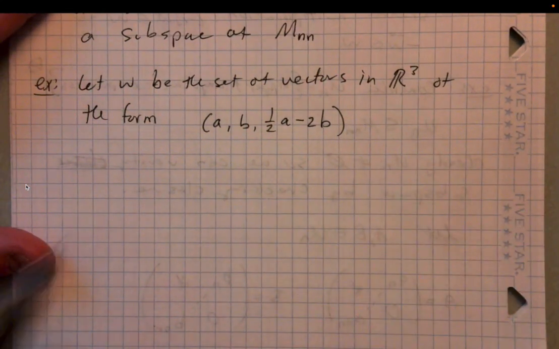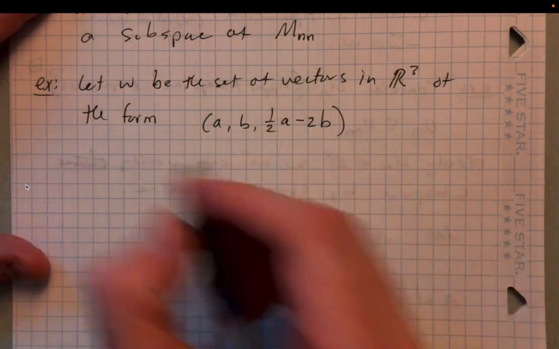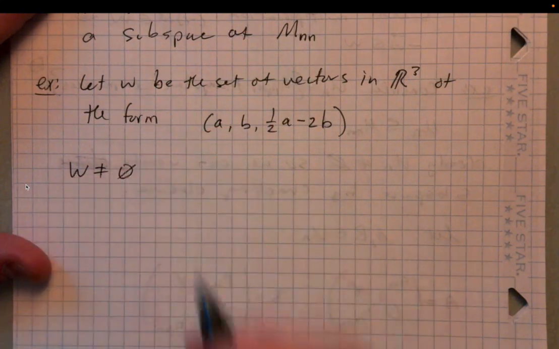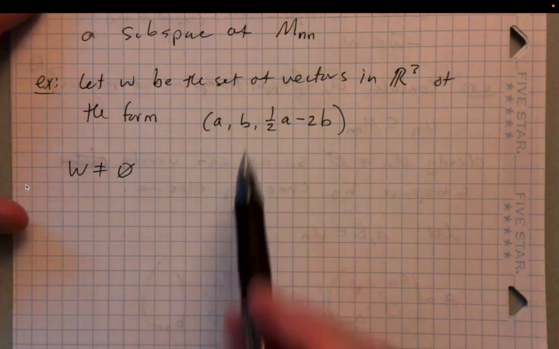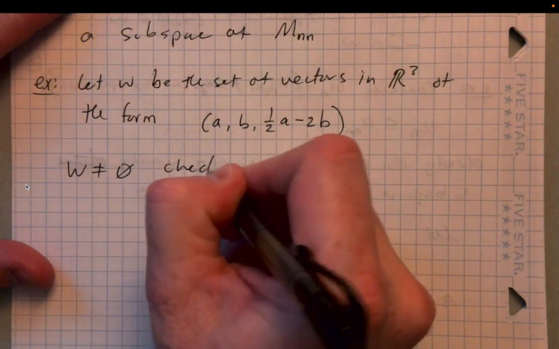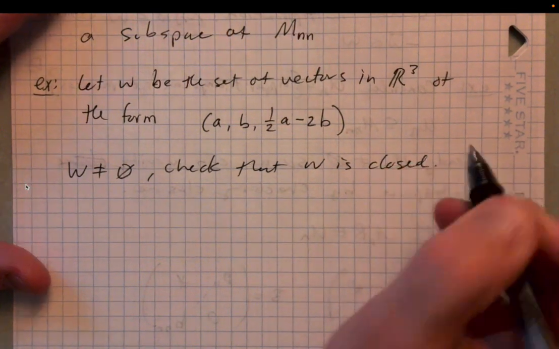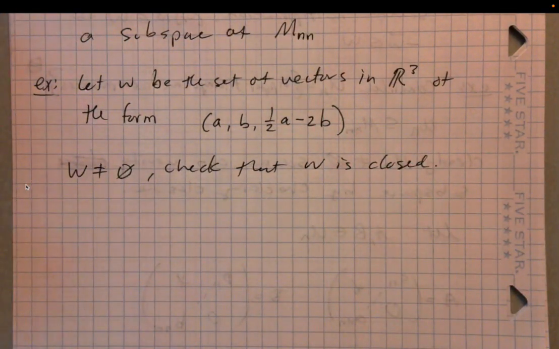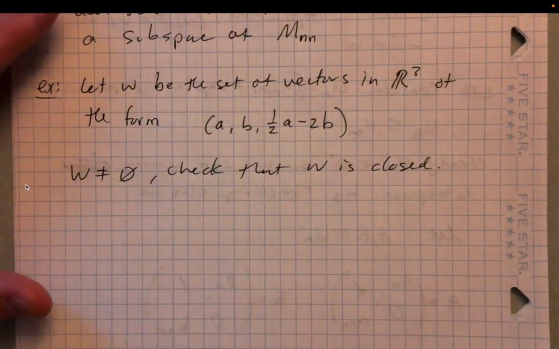Okay, let's see if this is a subspace of R3. So clearly this is a subset of R3, all right, and it's non-empty. I mean, I could easily think of any vector. I could just plug in a 1 for A and a 2 for B, and I've got a vector. So it's non-empty. So we need to check that it's closed. Okay, so how do we do that? Well, we just take two arbitrary elements in W, add them together, and see if the sum remains in W.